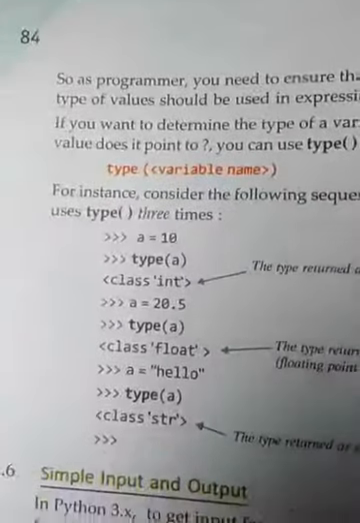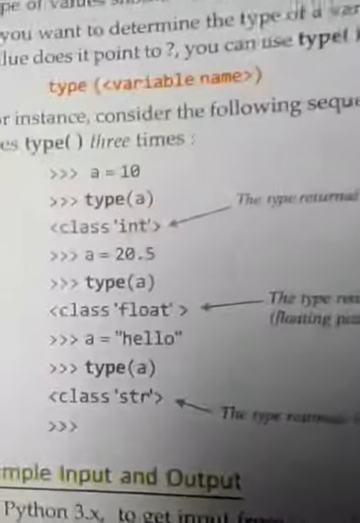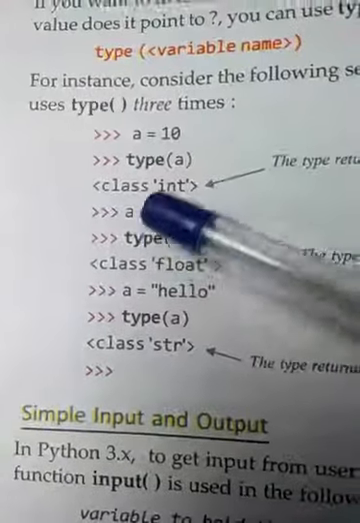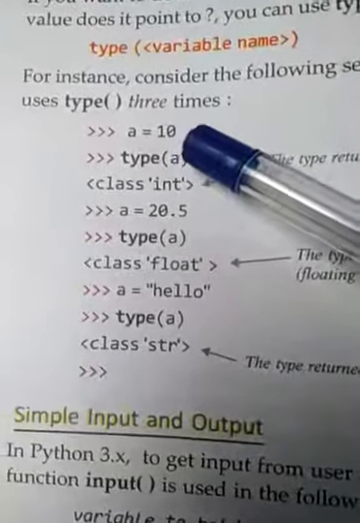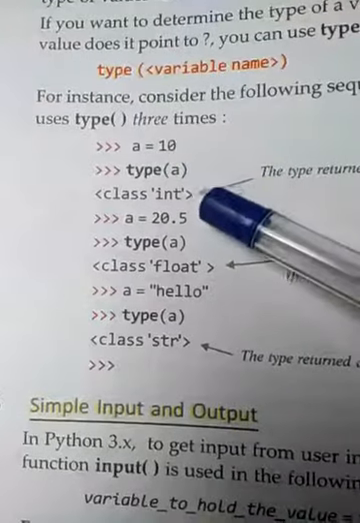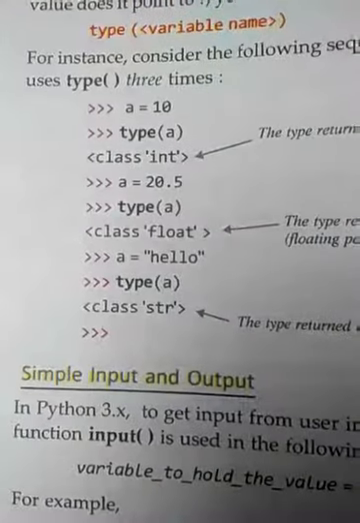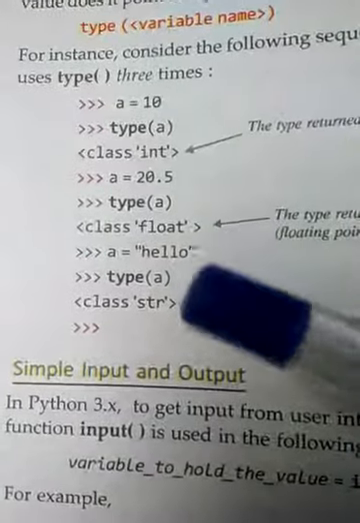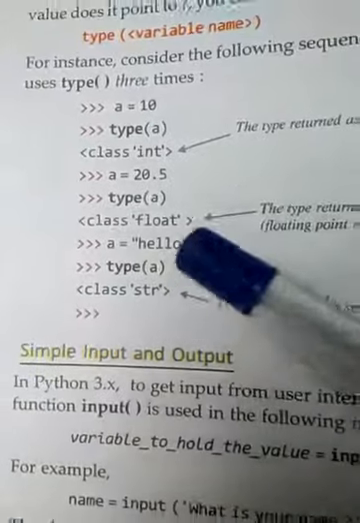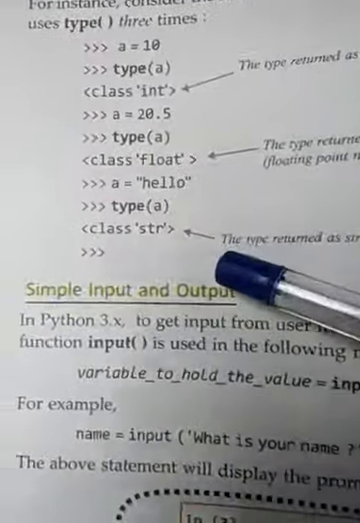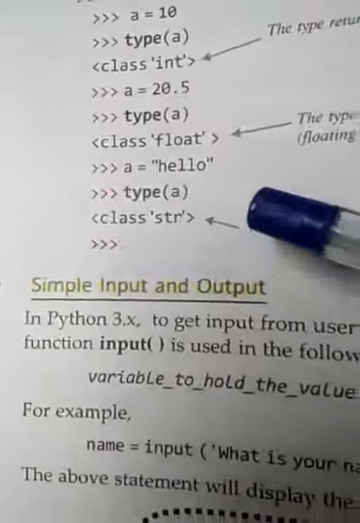Now after the initialization of different types of values, we can check in the computer what the data type of that is. In the first case, when the value is initialized to 10, the data type is an integer. When we are assigning 20.5, the data type is float, and when we are assigning any string, the system will display that the data type is a string.